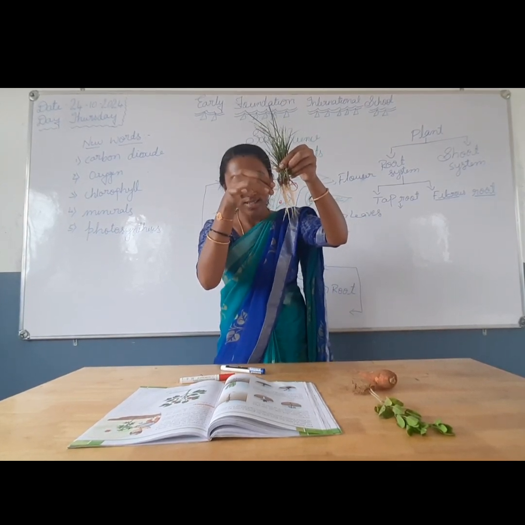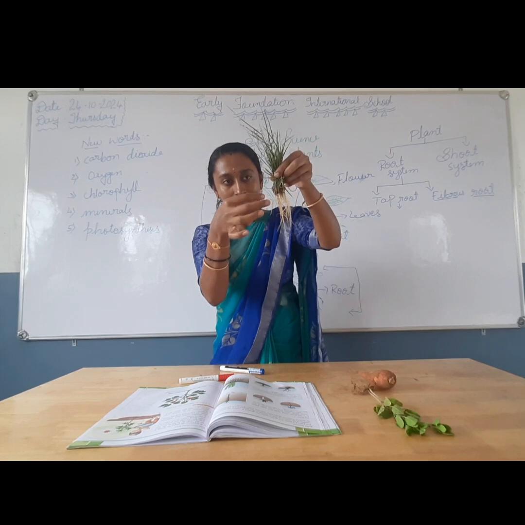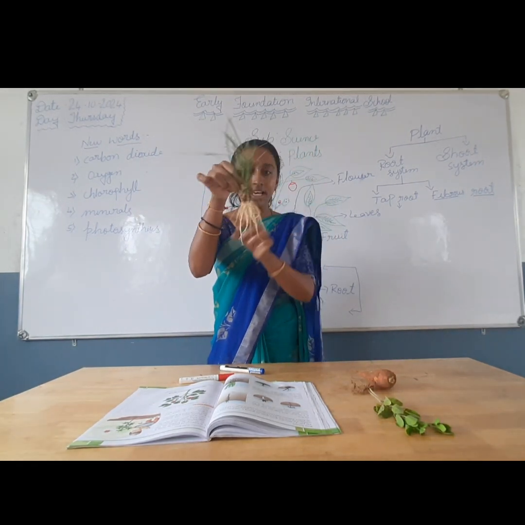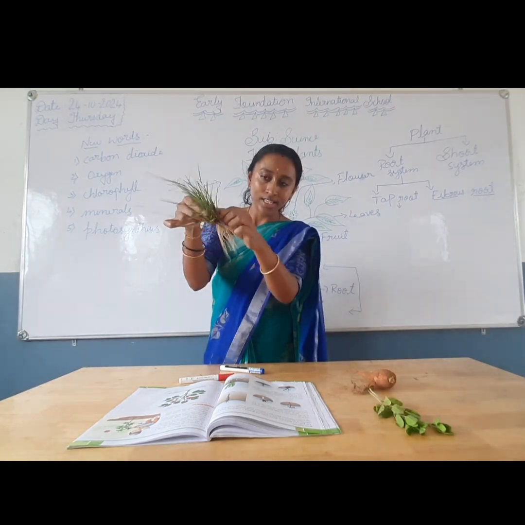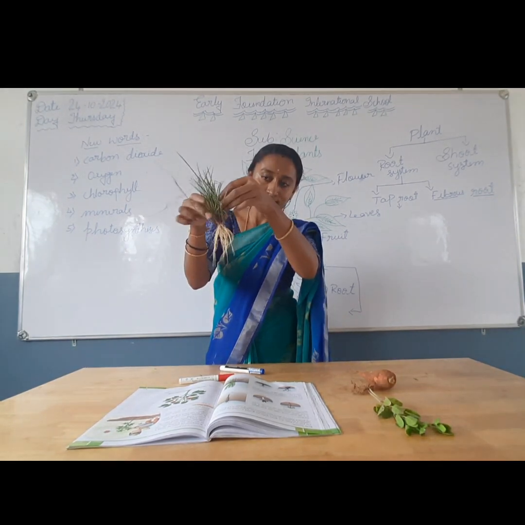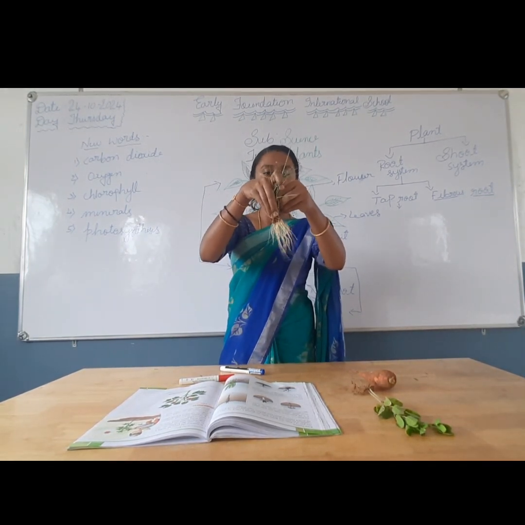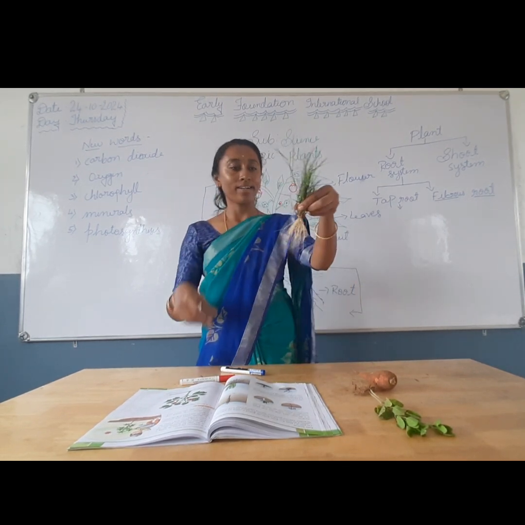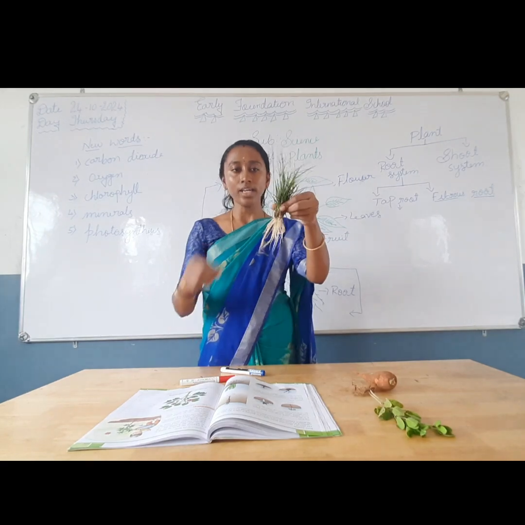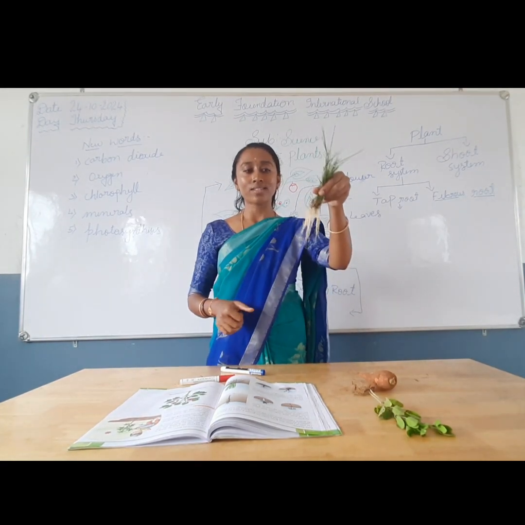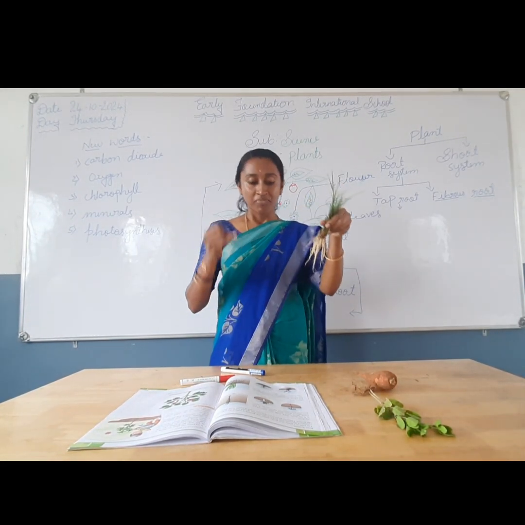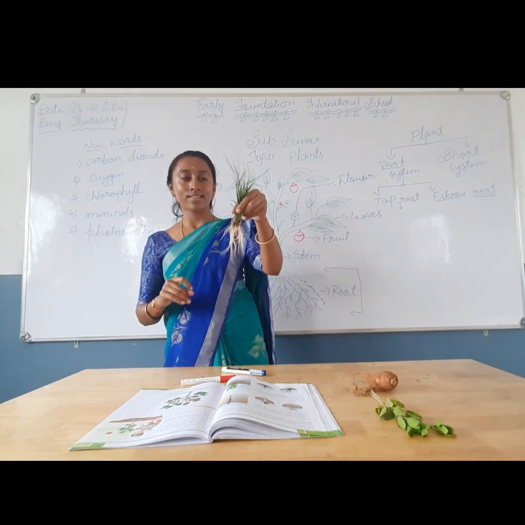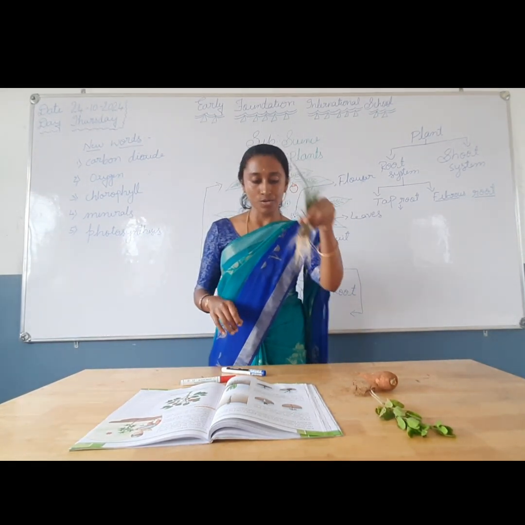Arising from a single point, just below the stem. This type of root we will call fibrous root. This plant is a grass plant. Okay, and more examples of fibrous root are grass, wheat and rice. These are the examples of the fibrous root.